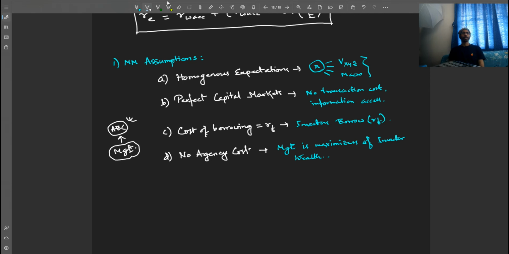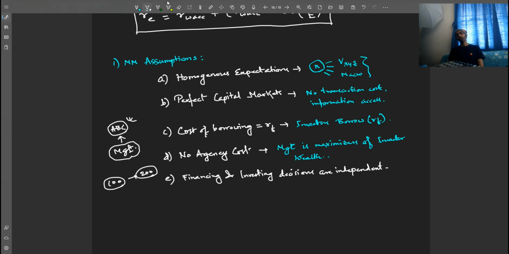And the fifth assumption, the last assumption, is that the financing and investing decisions do not influence each other. The financing and investing decisions are independent. Let's say you have 100 bucks, but you want to invest 200 bucks, right? Now you can do two things. Either you can take a loan of 100 bucks or you can wait for earning another 100 bucks, right?